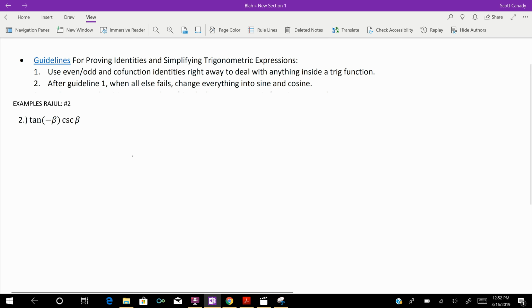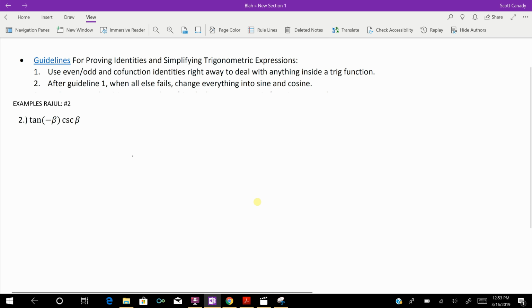We're going to do examples, problem number 2. And again, we're going to use the first two guidelines from our notes to simplify this trigonometric expression. And as we can see, right away, we've got tangent of negative beta turns into negative tangent of beta using our even and odd identities.